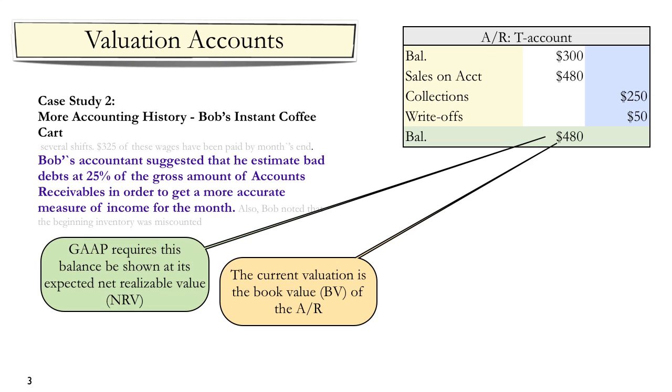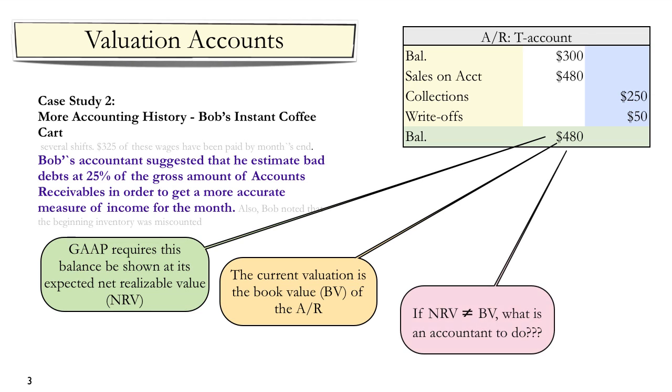However, generally accepted accounting principles require that rather than showing the book value of the accounts, management should make an estimate of what it actually expects to collect. This is called the expected net realizable value of the accounts. In this case, we're told that Bob's accountant thinks that only 75% of the $480 is collectible. If the net realizable value is not equal to the book value, then what is an accountant supposed to do?